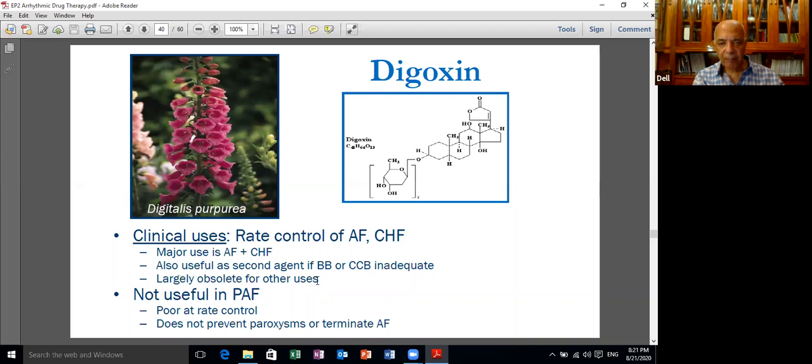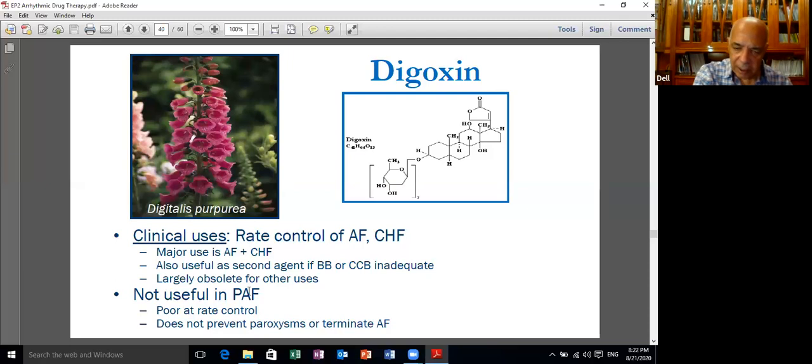But an important point, the first is that don't use dronedarone in patients with permanent atrial fibrillation. Also, don't use digoxin in patients with paroxysmal atrial fibrillation. So paroxysmal, no digoxin. Permanent, no dronedarone. Why not use it in paroxysmal atrial fibrillation? Because the sudden occurrence of atrial fibrillation in this condition is usually associated with intense sympathetic stimulation, and this will block the vagotonic effect of digoxin and nullify its action.